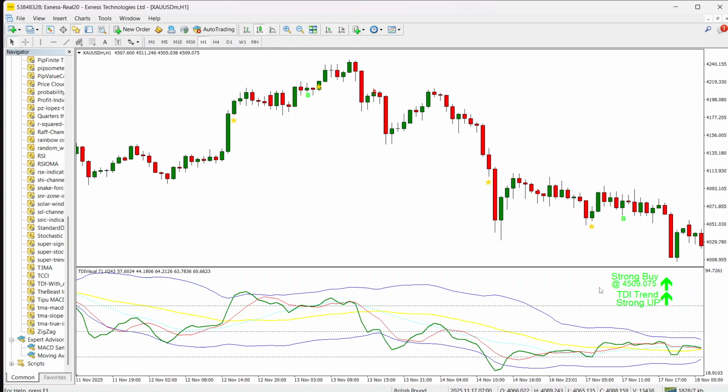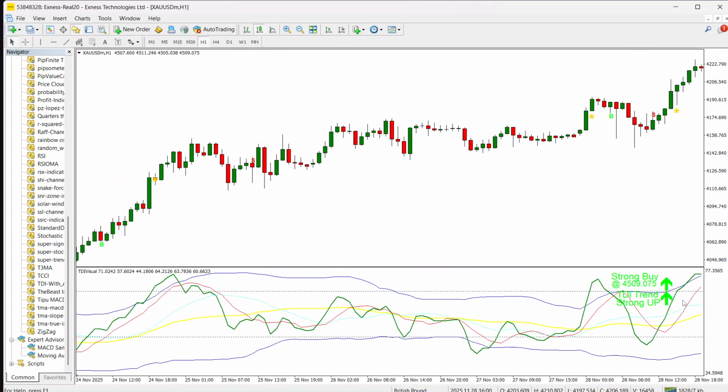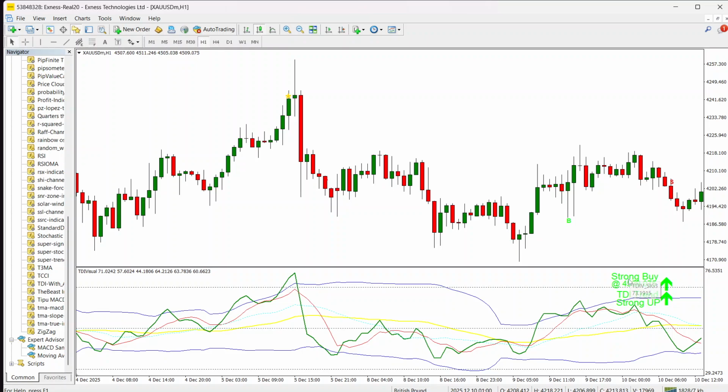It also has a display here which shows the trend, the TDI trend for the current market and at what price.